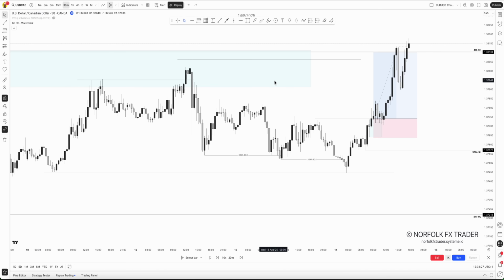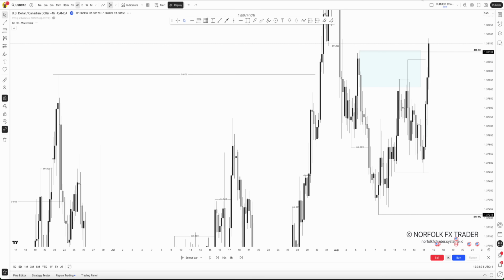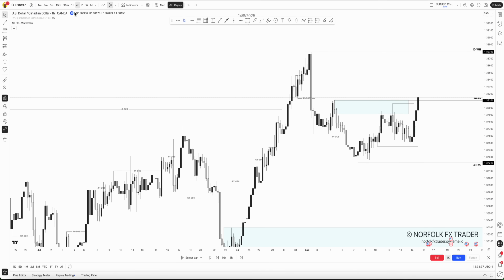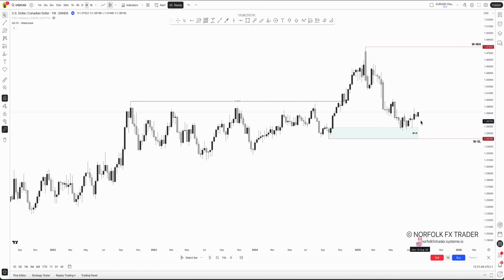So that is how you can read this with your structure. Back on the 4-hour time frame, this is where we see a continuation and a reversal now of that 4-hour structure once again. But the idea is reading your time frames. We start with the weekly time frame. We're seeing the market pushing out of the weekly.